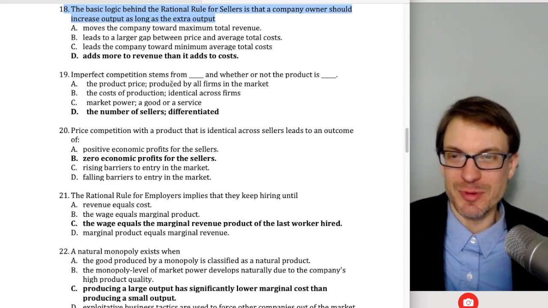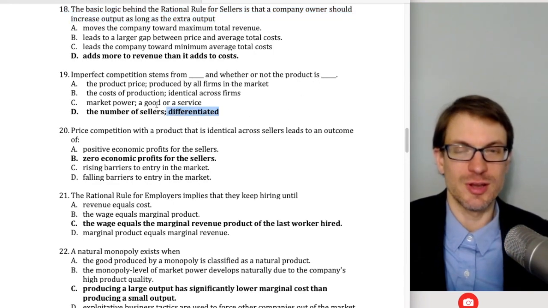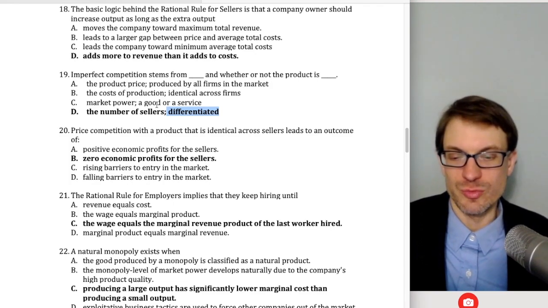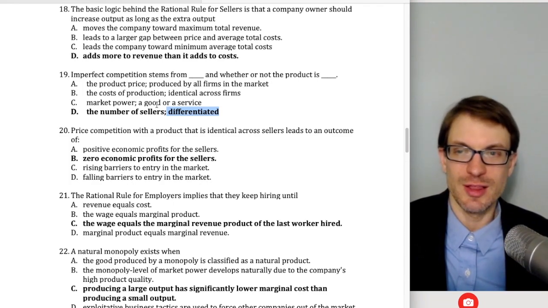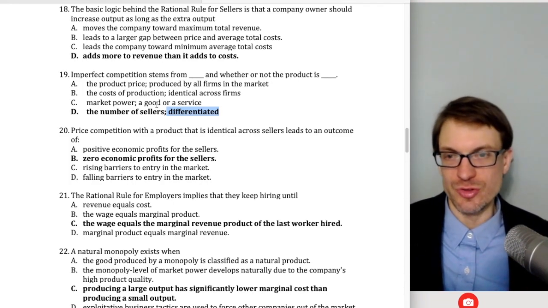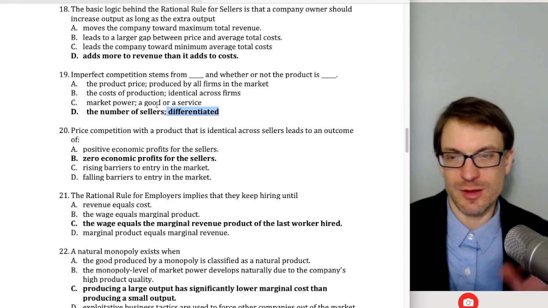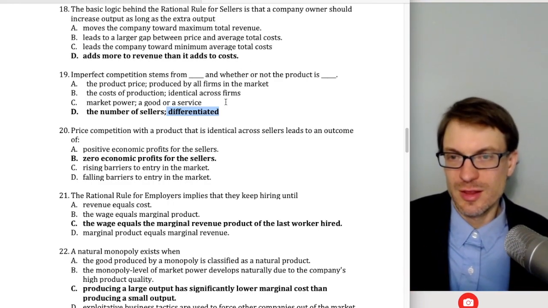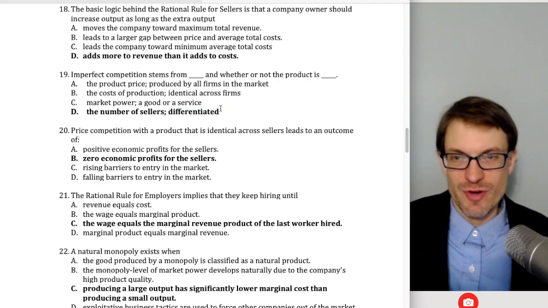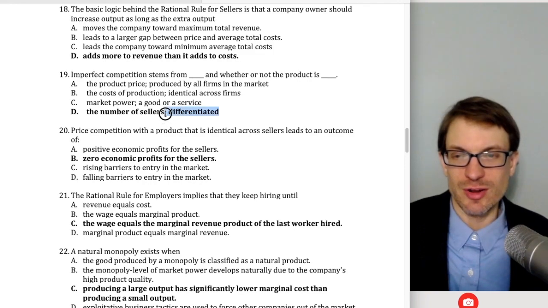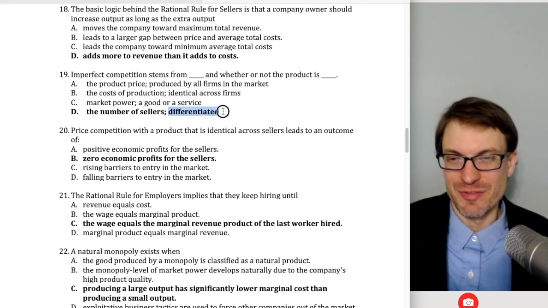Okay. So imperfect competition stems from the number of sellers and whether or not the product is differentiated. Imperfect competition is a situation where we don't have perfect competition. So we don't have many buyers and many sellers, and we don't have a perfect monopoly either, where there's no rivals. We have some collection of sellers, and whether or not the product is differentiated affects whether we have imperfect competition. If you have identical products, then you have a different form of competition.